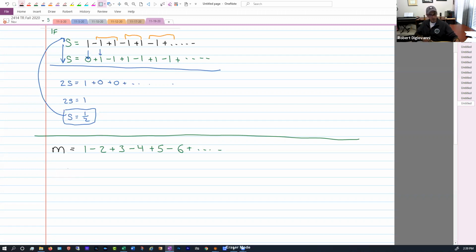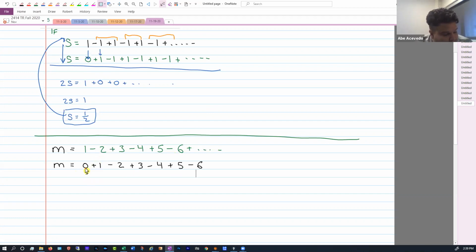Let me do this. Let's write M again, but let's write M like this. I'm gonna go 0 plus 1 minus 2 plus 3 minus 4 plus 5 minus 6. Do you see what I've done? I've rewritten M, but I put a 0 in front. Now add down again. What do you get if you add down?